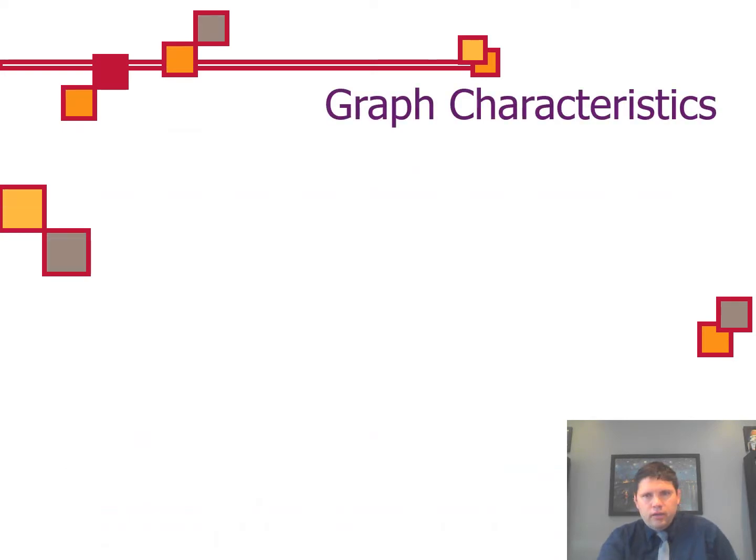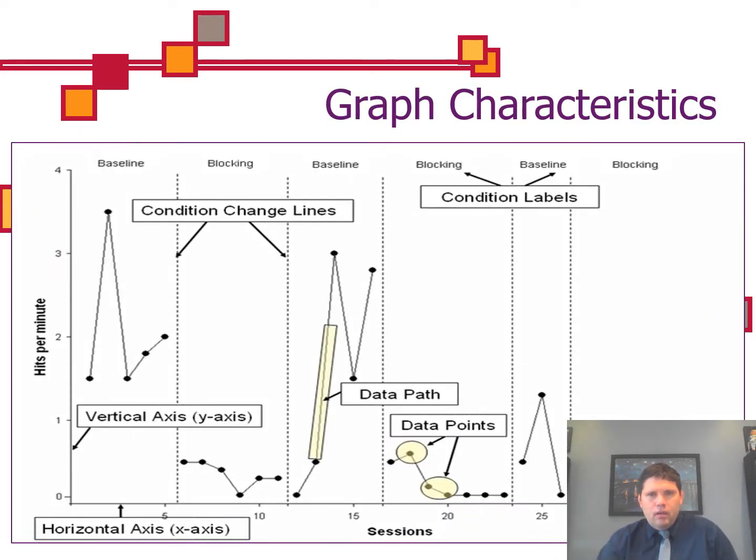So graphs have certain characteristics. They have a vertical axis, up and down, the y-axis, and left and right. The y-axis is always your dependent measure. Your x-axis is your time interval: minutes, sessions, whatever. Then the lines in the graph are condition change lines, where we start doing something differently, we make a change.